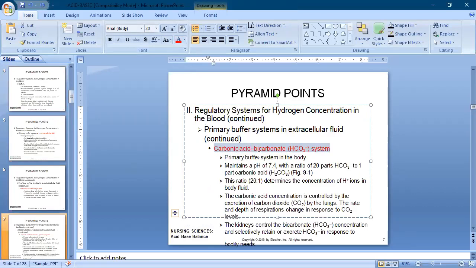Carbonic acid bicarbonate, the form of H2CO3 and bicarbonate HCO3 minus. So the primary buffer system in the body is carbonic acid bicarbonate. They maintain the normal pH of 7.4. Also, the ratio 20:1 determines the concentration of hydrogen ion in the body. And carbonic acid concentration is controlled by the excretion of carbon dioxide by the lungs.